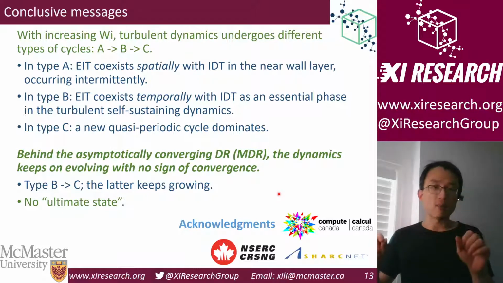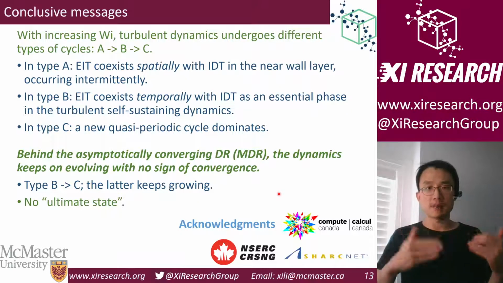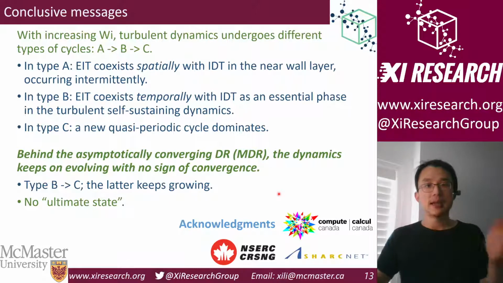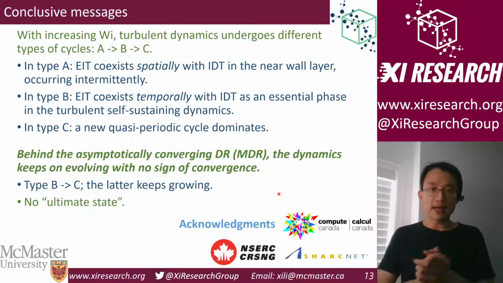One important take-home message here is that behind the convergent drag reduction in MDR, the underlying dynamics is not convergent to any ultimate state. It actually keeps on changing. It covers two types of dynamics, and the frequency and the fluctuation magnitude keep on changing with the increasing Weissenberg number. With that, I'll conclude here.